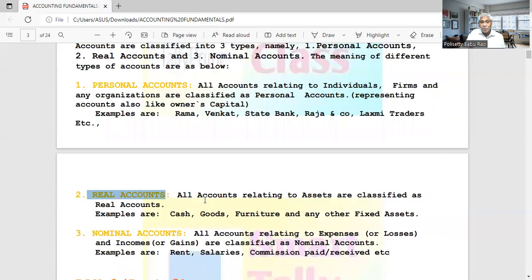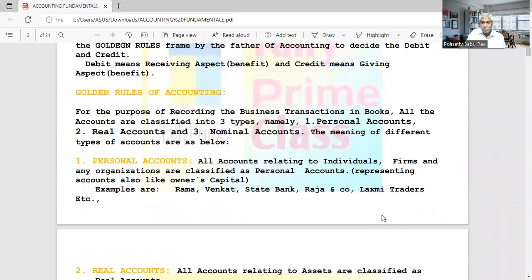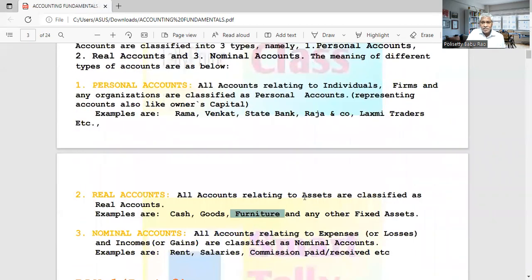What is meant by real account? All the accounts relating to assets. Assets are properties. All the accounts relating to assets or properties are classified as real accounts. Any asset, we will count as a real account. For example, cash, it is an asset. Goods, furniture, land, building, computer, everything, and any other fixed asset. All these are classified under real accounts. Understand? So number one, personal accounts: individuals, firms, any organization, they are called personal accounts. All the accounts related to assets are called real accounts.